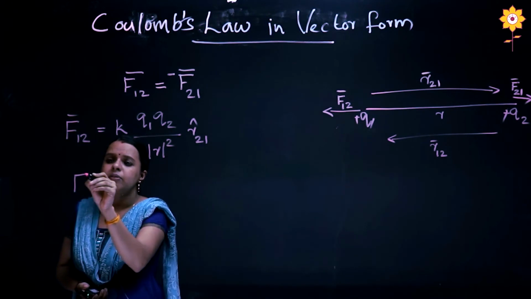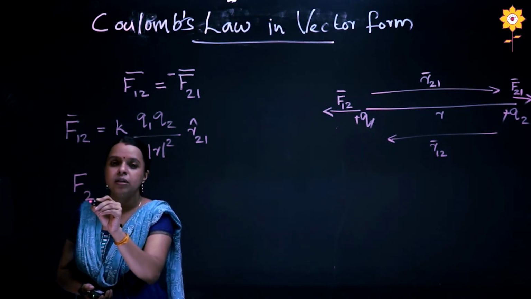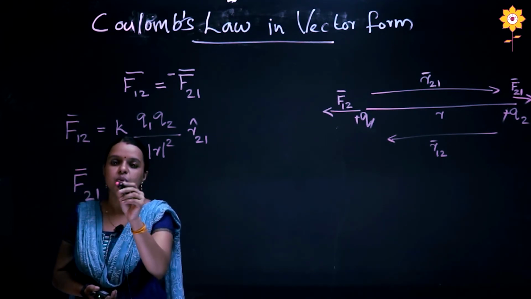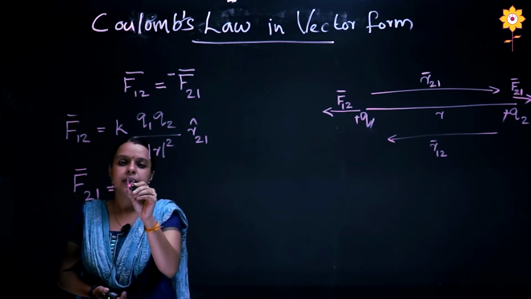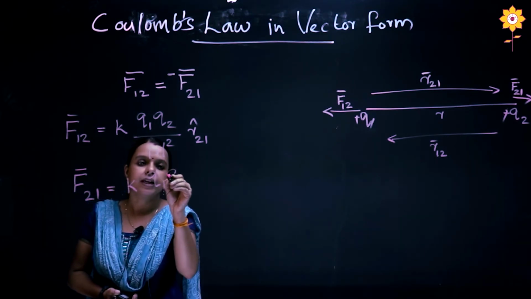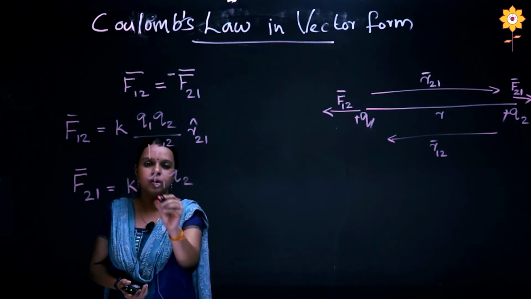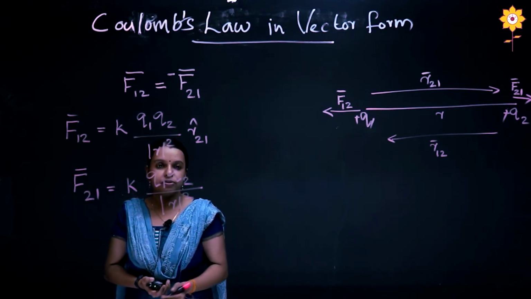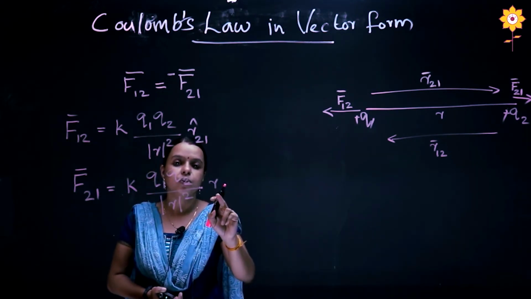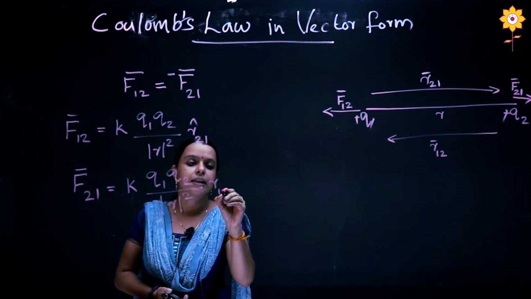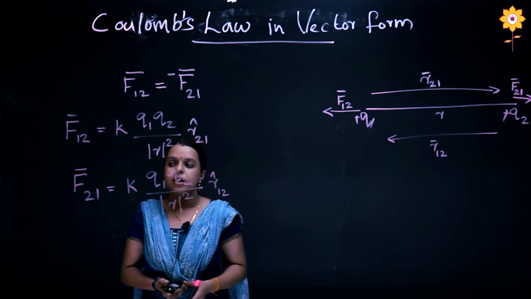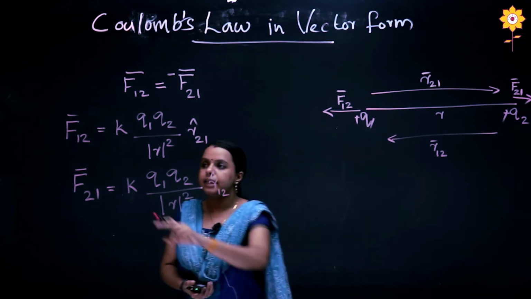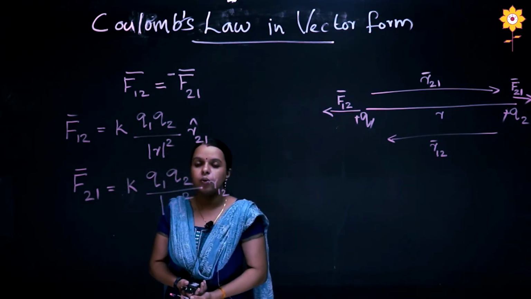So what will be the second force? The force on the second charge due to the first charge, that is F21, will be equal to K into the product of their charges Q1 into Q2 divided by R square, the square of the distance between them, into the unit vector of the second position vector, that is r12. So these are the vector forms of Coulomb's forces, that is F12 and F21.